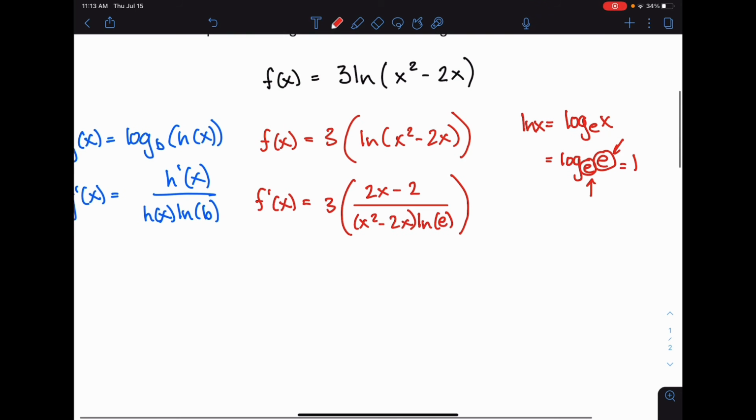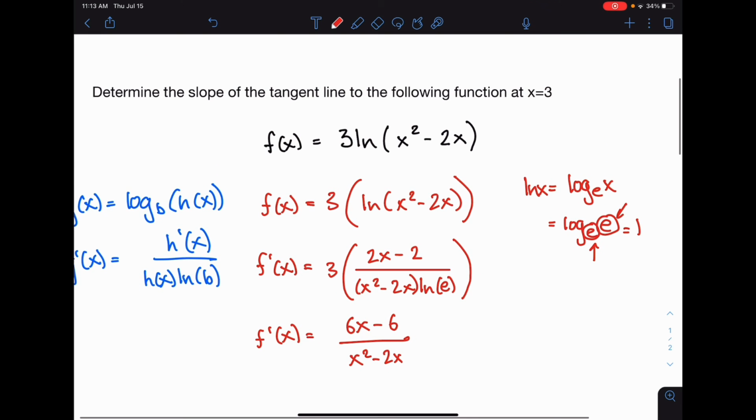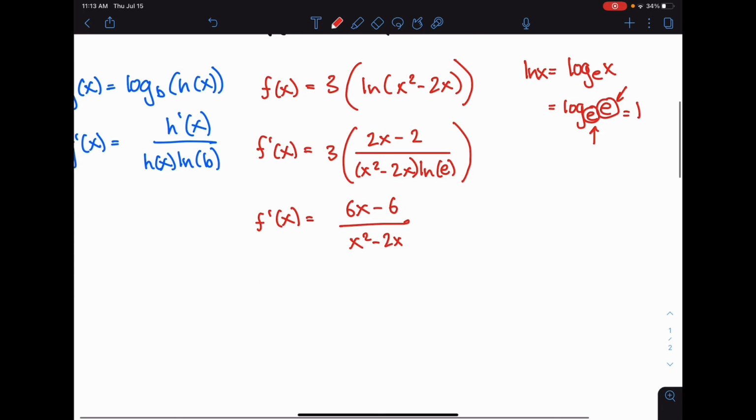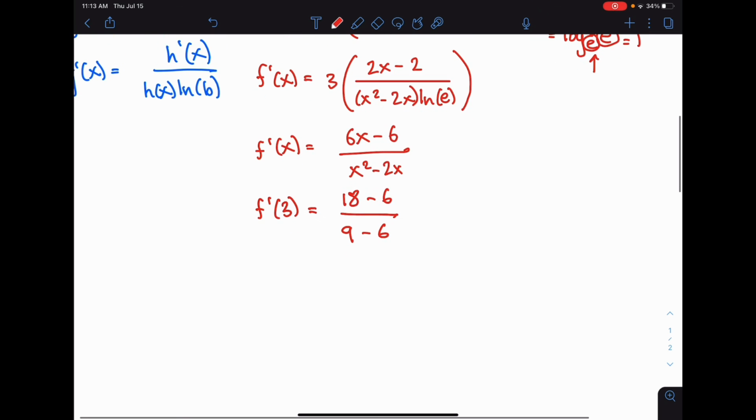All right, so we can simplify this a good bit, right? We can multiply that 3 into our numerator and just get 6x minus 6. And on the bottom, ln e is just going to be 1, so we can just write the x squared minus 2x by itself. All right, cool. So the last step now is we want to find the slope of the tangent at x equals 3. So that just means we need to plug 3 into this function. So if we do that, f prime of 3 is going to be 6 times 3 is 18 minus 6 over 3 squared, so 9, minus 2 times 3, so minus 6.